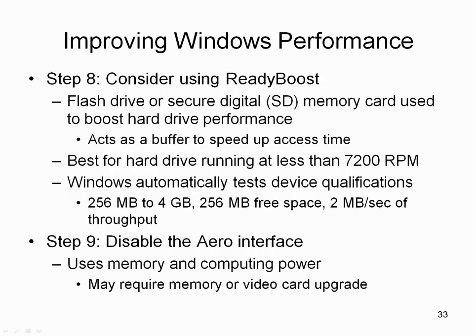The faster flash memory is used as a buffer to speed up hard drive access time. You see the greatest performance increase by using ReadyBoost when you have a slow magnetic hard drive, normally running at less than 7200 RPM. When you first connect a flash device, Windows will automatically test to see if it qualifies for ReadyBoost. To qualify, it must have a capacity of 256 MB to 4 GB with at least 256 MB of free space and run at about 2 megabits per second of throughput.